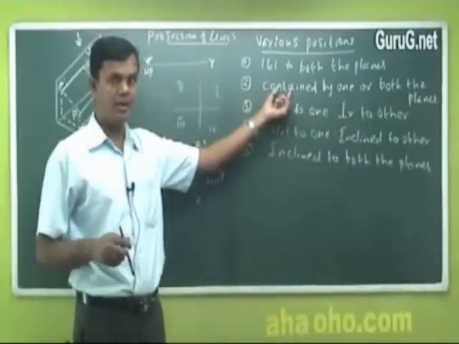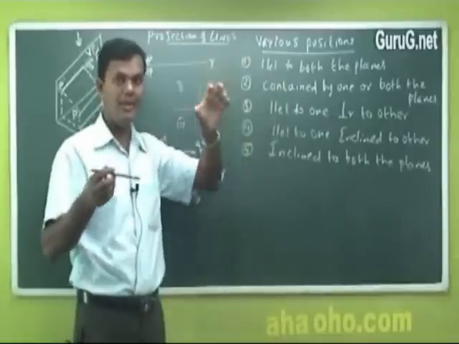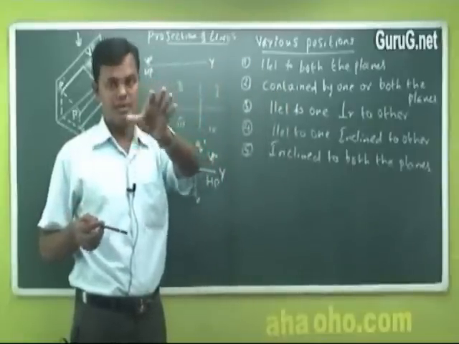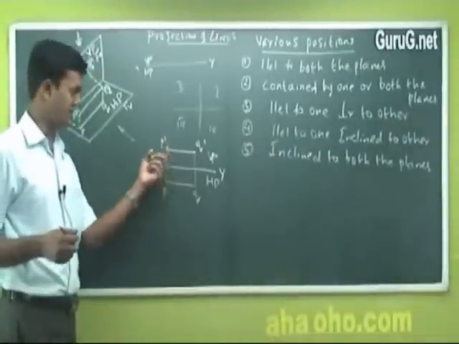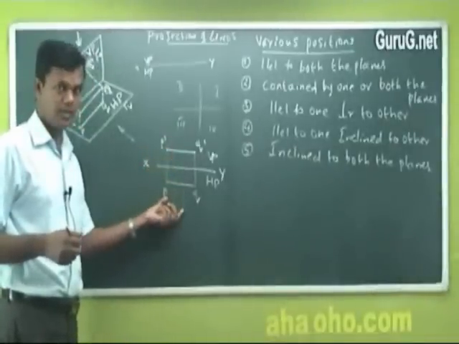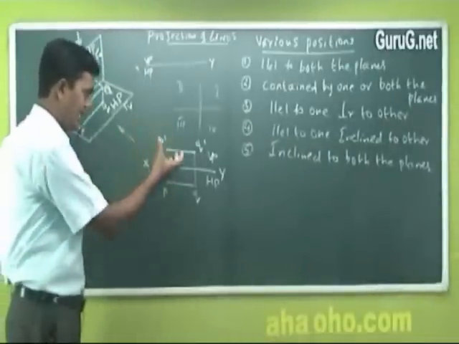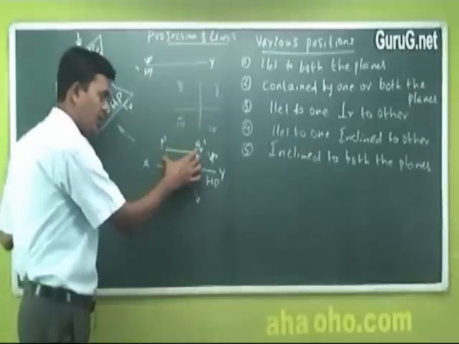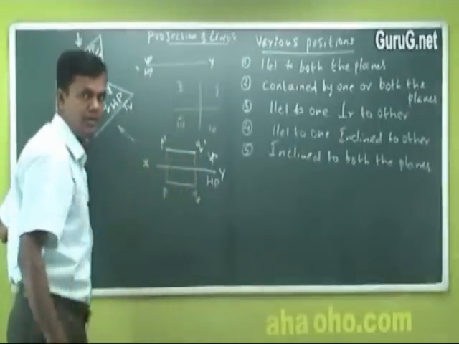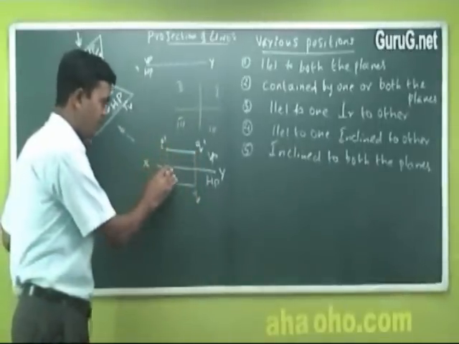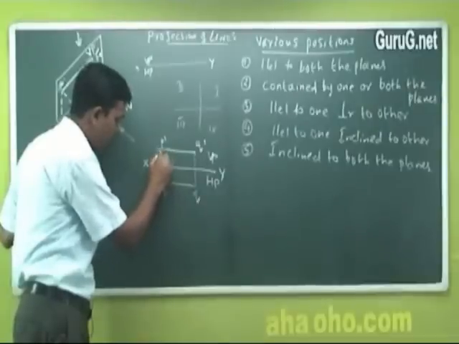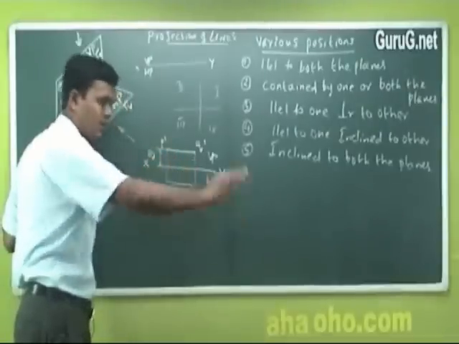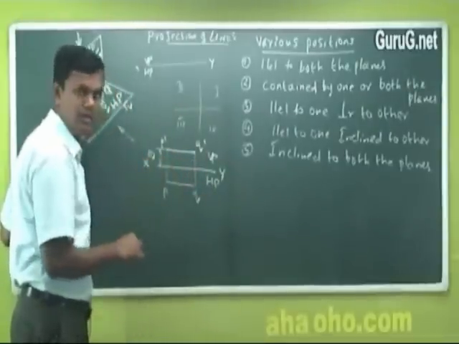What does containing mean? It has to be in one plane or both the planes. How is that possible? In the sense, even this I can say is contained by both the planes, meaning this line is in VP, also in HP. That's one point. But see, this distance is specified, maybe it is 10 or 20, whatever the number, or this may be 30.